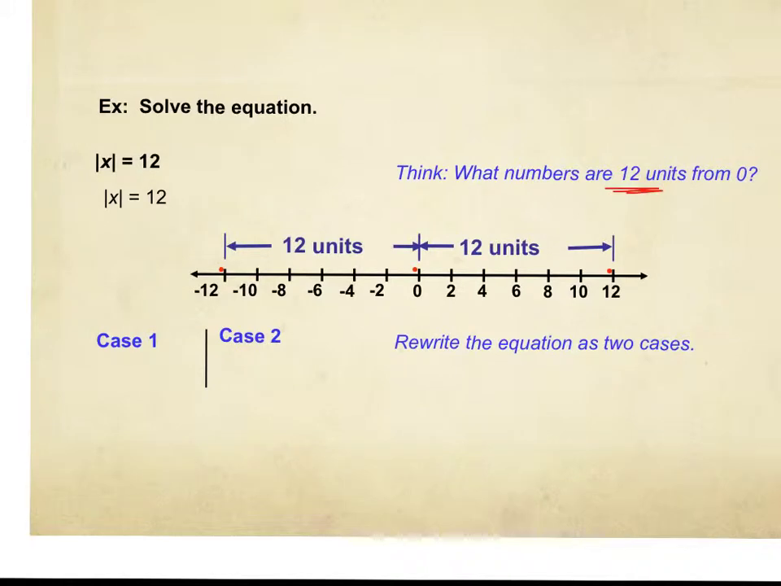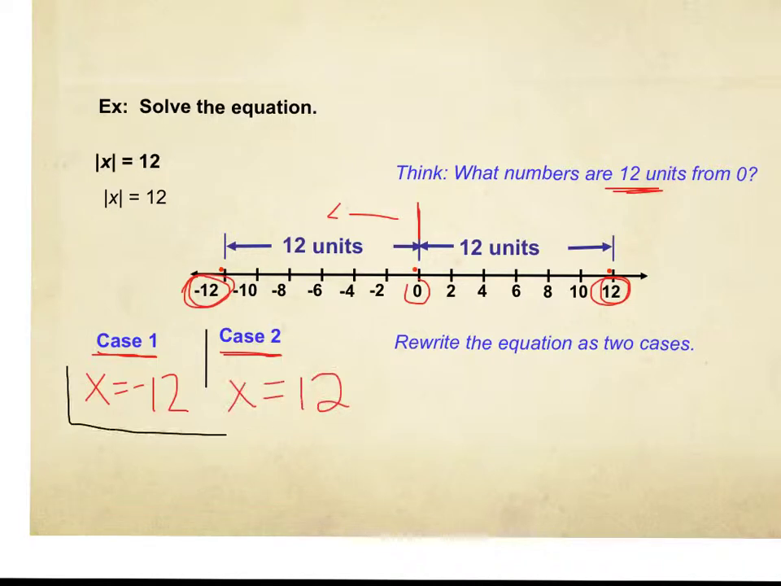Well, if we look at this number line, we can first picture where 0's at. So 0's right in the middle. And then 12 units from 0 would be +12. And 12 units from 0 on the other side would be -12. So to show this algebraically, we would say, well, case 1 would be the negative case. So x equals -12. And case 2 would then be the positive case, so x equals +12. And this is our final answer. So notice we have 2 solutions because there's 2 values for x that it could be in the absolute value, -12 and +12.